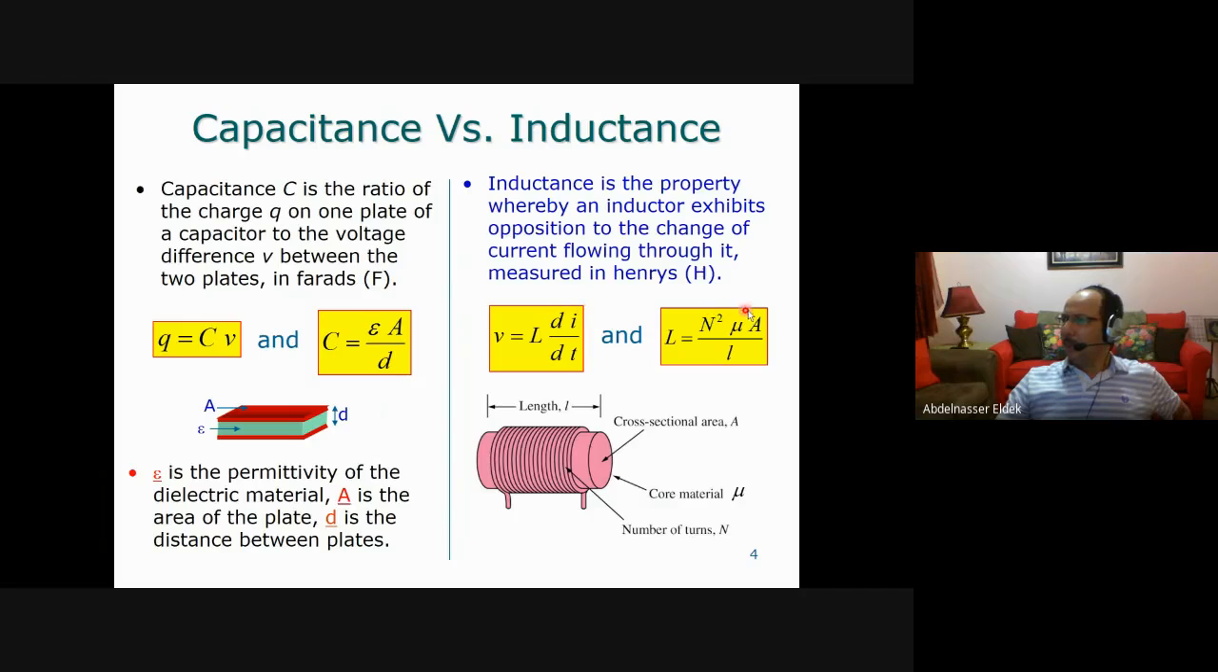For the inductor, this L here, the inductance, equals N squared, which is the number of turns, times mu, the permeability of the material inside the coil, and A is the cross-section area here.